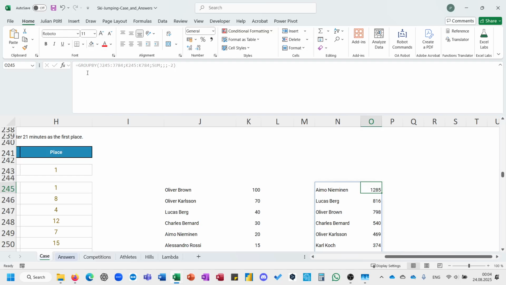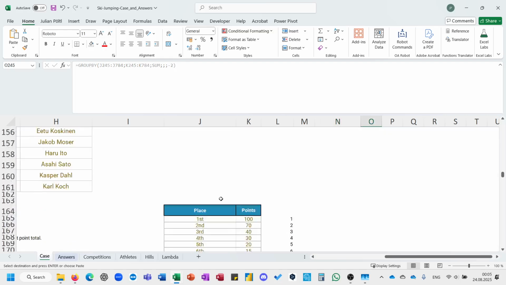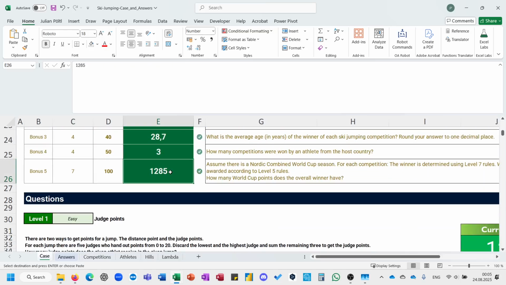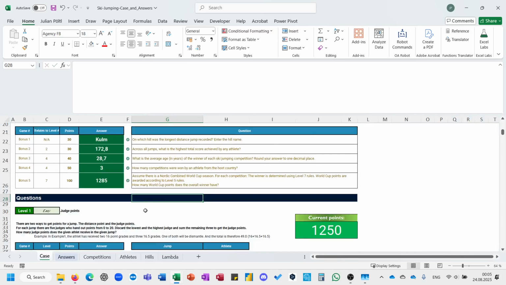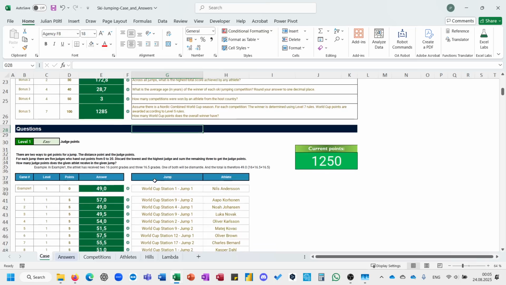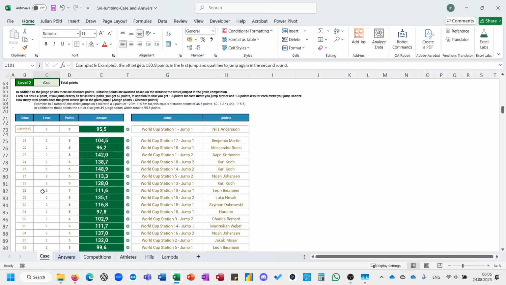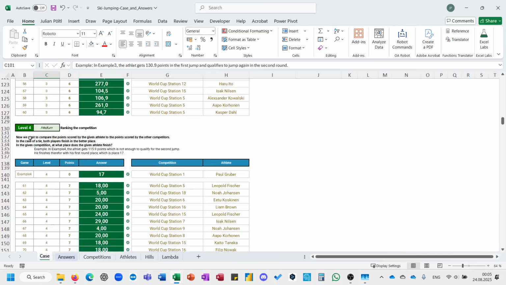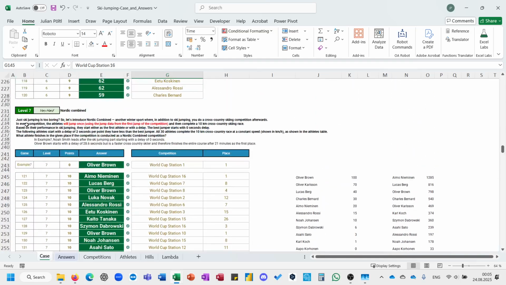And now we have the points here, 1285. Which is right, 1250 points. Some hiccups here and there with this case. For example, here with this tie rule, I think level 4, yeah, with this tie rule, and also with this rule here, the jump once rule.